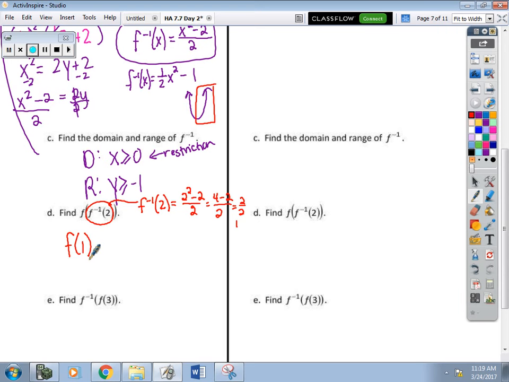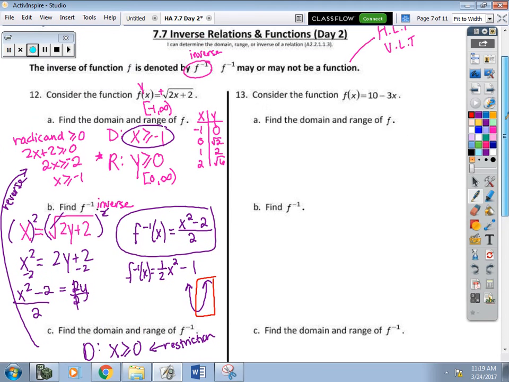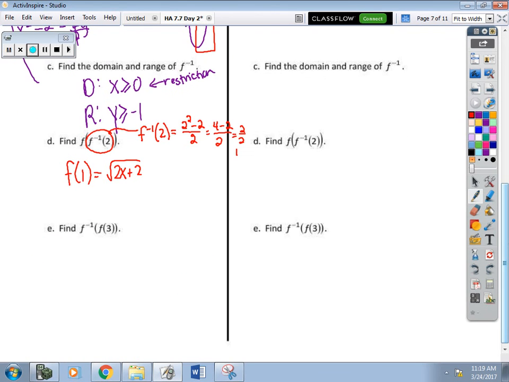This is like what we did a couple days ago with our composition of functions. Now I'm going to find f of 1 using the equation all the way up at the top, which was the square root of 2x plus 2, right? Yes. So we'll plug in 1 there. Now look what happened. We were inserting 2 and we got 2 out. So it might just be a coincidence that that happened.